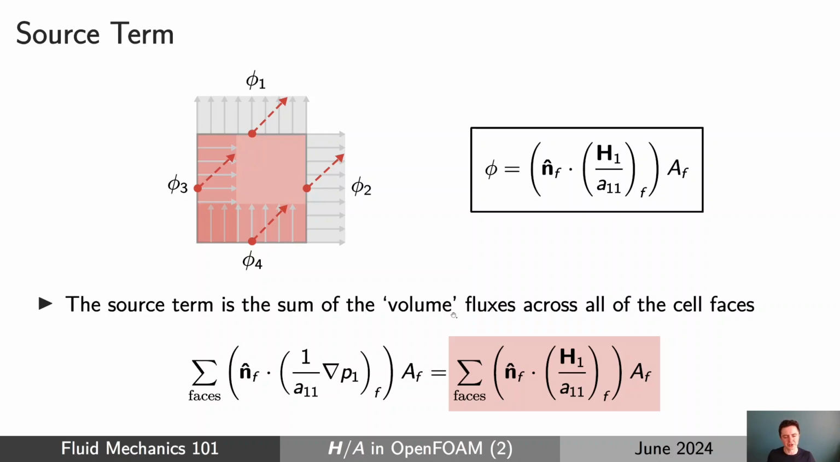That may be quite confusing for you, so usually it's just best to think of this pressure equation directly, and that the right-hand side is just the sum of the volume flow rates across each of the faces from HbyA rather than the velocity field. And this is exactly why we need to calculate HbyA. We calculate HbyA and we calculate the volume flux across each of the faces from it, and then that's the source term for our pressure field.